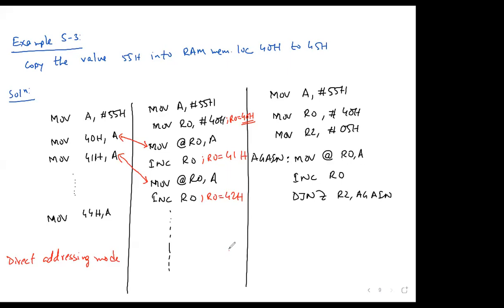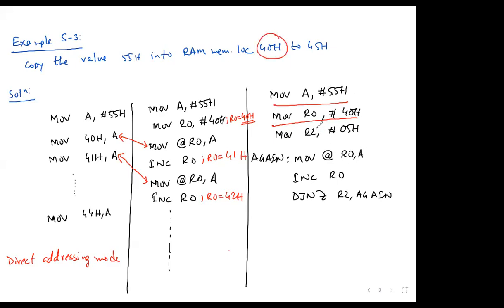Is the first two understood to all of you? Yes, sir. So the last one is very simple. We just have to use the loop. So first line is simple. Move A, 55H, move R0, 40H. I mean this location, the starting location.